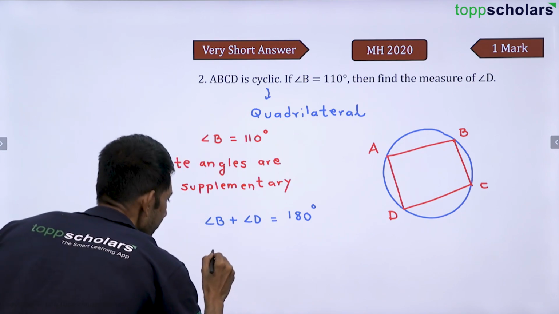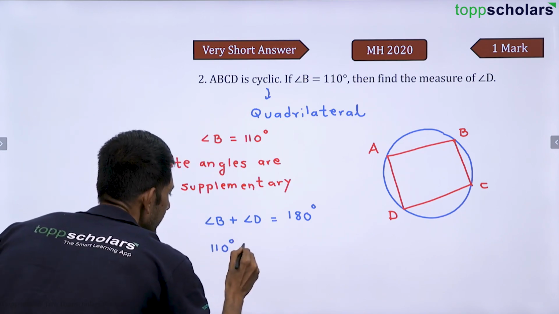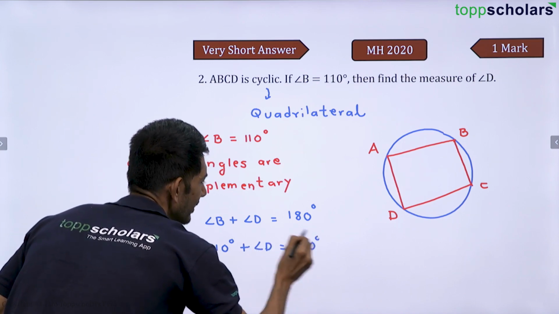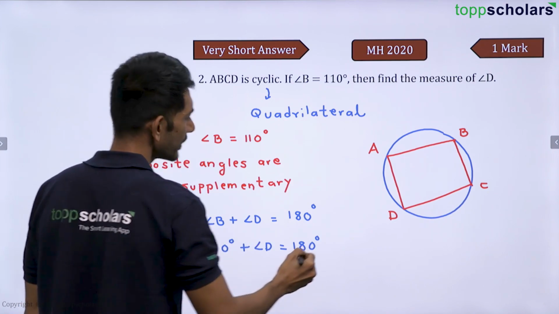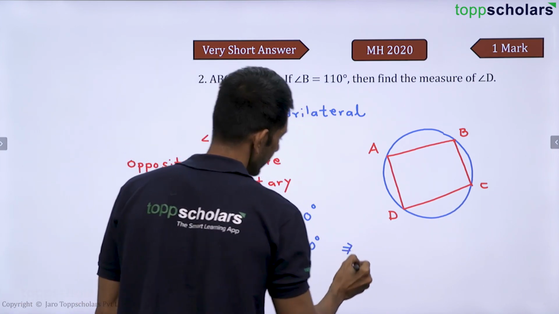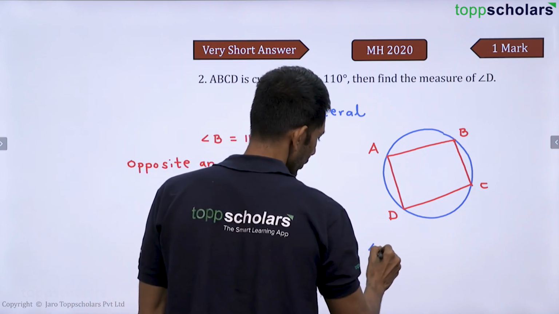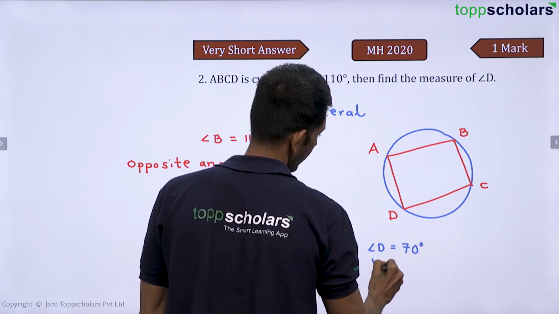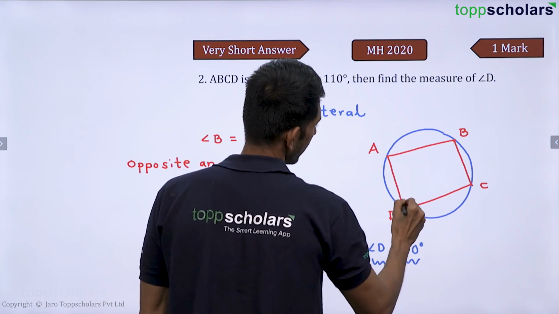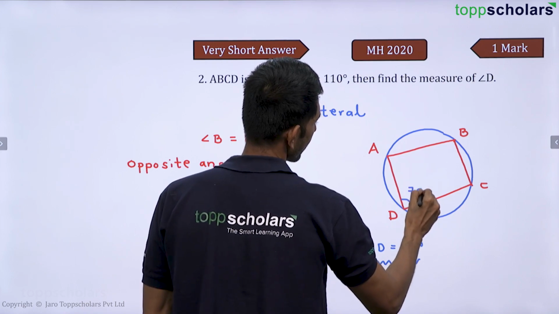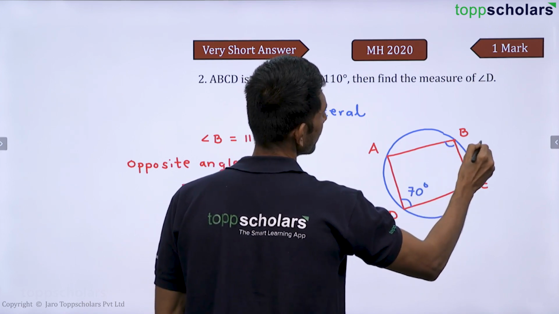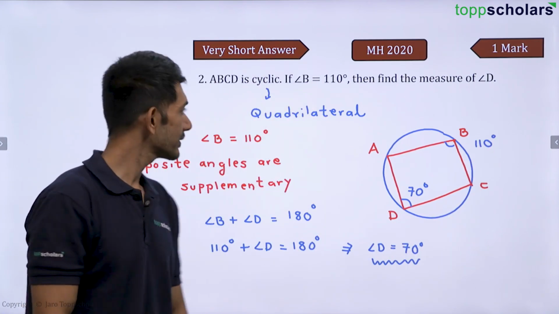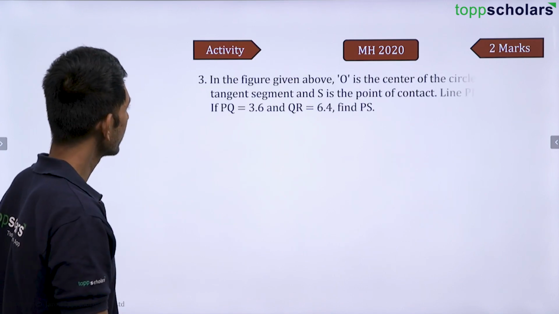Correct? Angle B is 110. So 110 plus angle D is 180. I know you can do this orally, come on. If this was an MCQ based question, we could have easily done it. So angle D will be equal to 180 minus 110, which is 70 degrees, correct? So the measure of angle D is 70 degrees and the measure of angle B is given as 110 degrees, right? Easy, simple question. Okay, let's continue further.